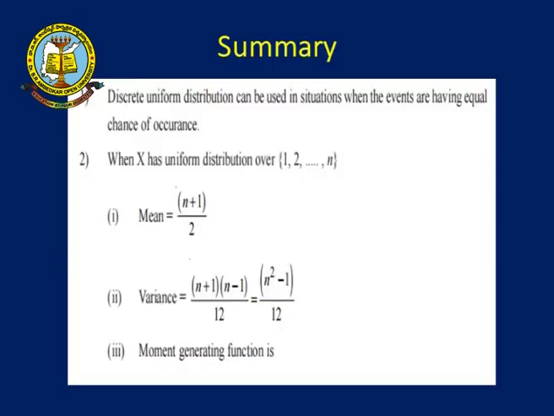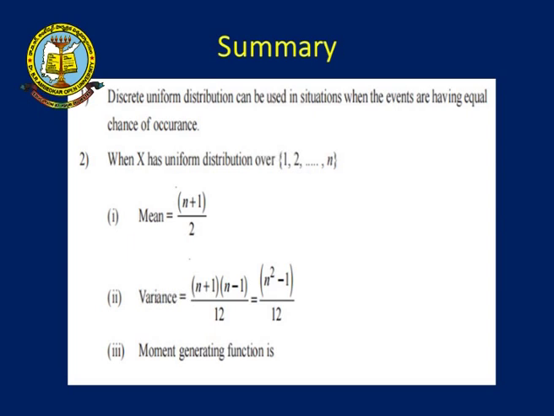Now, from this I can conclude with a summary. For the conclusion of this session, the summary of the discrete uniform distribution is that it can be used in situations when the events have an equal chance of occurrence. That is the first summary point. When x has a uniform distribution over the range 1, 2, 3 and so on up to n, the mean is equal to n plus 1 by 2 and the variance is equal to n square minus 1 by 12.